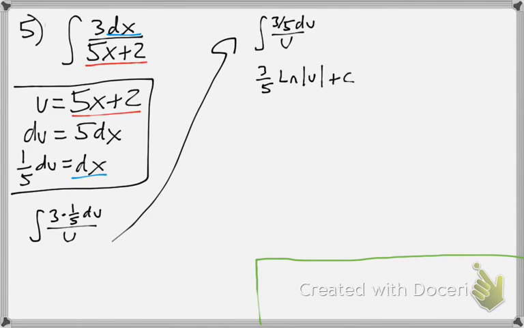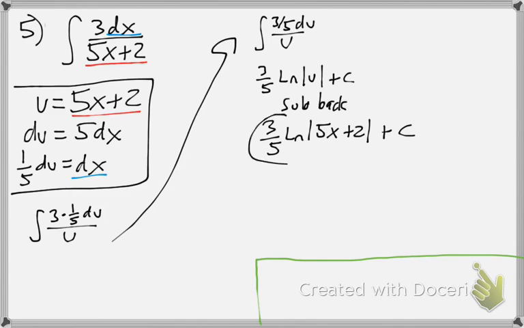So our last step is going to be to substitute back in. Again, we don't want to have any u's in our final answer. Our final answer, we need to go back to using only x's. So that'll be our final answer.